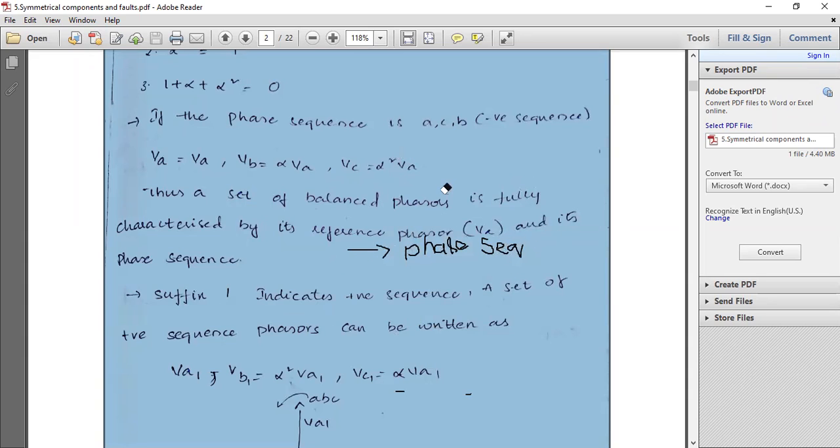Suffix 1 indicates positive sequence. A set of positive sequence phasors can be written as, if you are considering VA1 as reference, VB1 is expressed in terms of VA1. So now you see here.